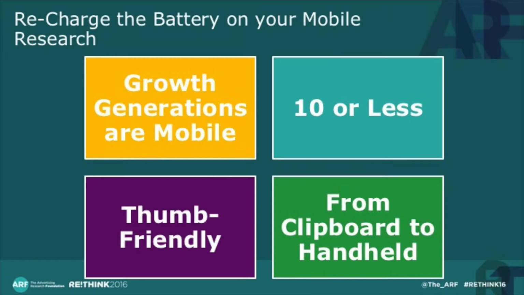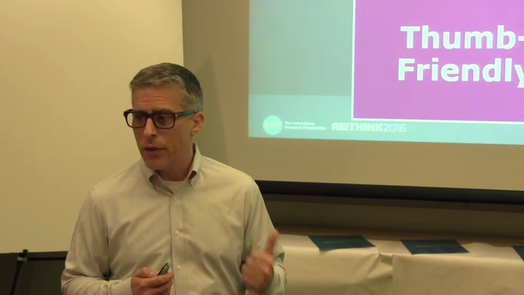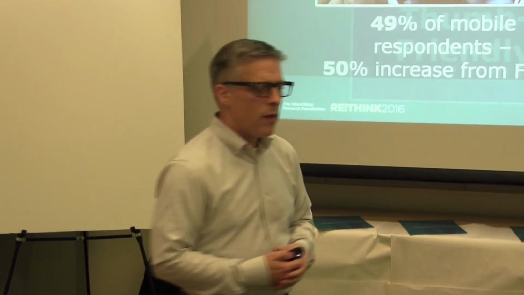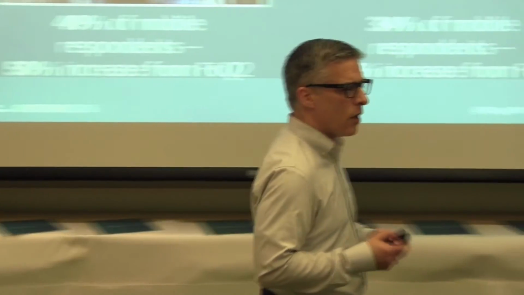So I want you to think about 4 to-dos, a checklist, if you will, to recharge the battery on your mobile research. First is this. Recognize that growth generations are mobile, and they need to be in your mobile surveys. Number 2, surveys need to be 10 minutes or less. Number 3, surveys need to be designed to be thumb-friendly. And number 4 is really the opportunity. The opportunity for us to evolve from the clipboard survey to a handheld dialogue with consumers. Okay, so let me take each one of these in order. So let me start with growth generations.